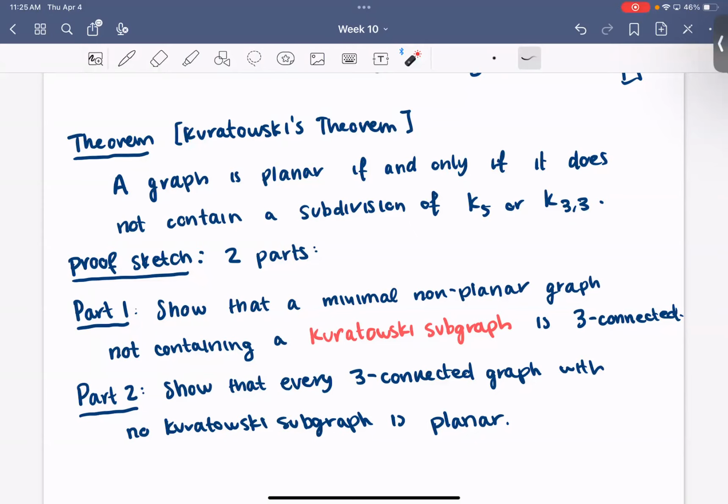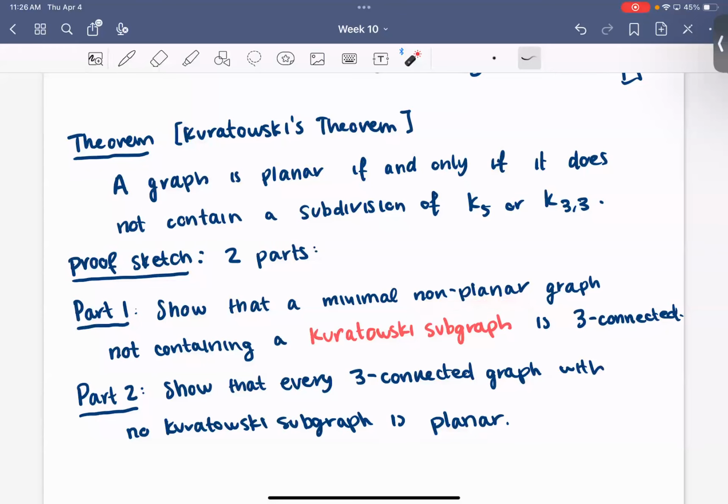Yeah, okay, so let's map out the argument. Suppose I'm a graph that does not contain a subdivision of K5 or K3,3, and suppose this thing is non-planar. Then it contains a minimal non-planar subgraph. That thing has to be 3-connected. But then by part 2, every 3-connected graph with this property has to actually be planar. So that gives a contradiction to it being non-planar.